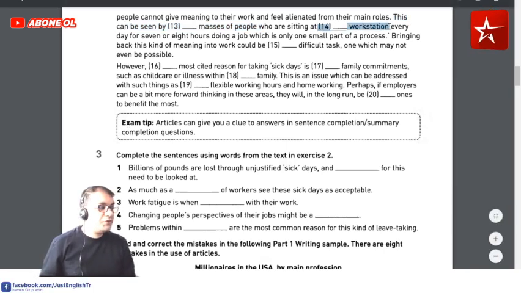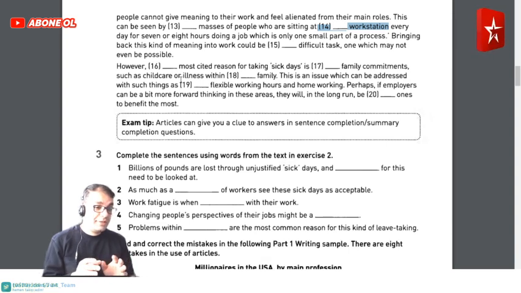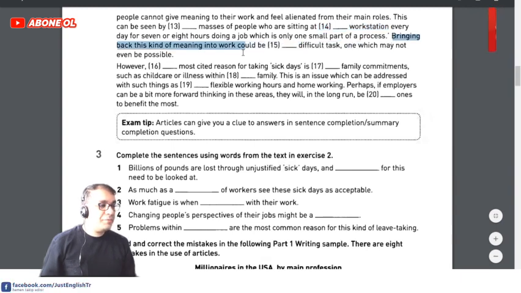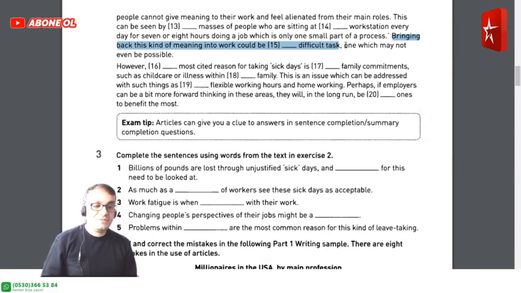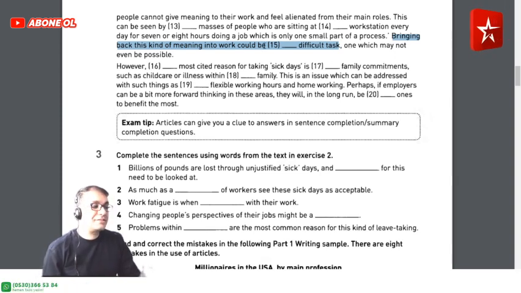And what about 14? What about 14? Remember, we identify something here. So, it's actually an article. A workstation. Thank you so much. That's wonderful. A workstation. Okay, what about 15? Bringing this kind of meaning into the work could be, I think it's easy, folks. It's easy. Come on. What do you think? A difficult task. Thank you so much. Nisanur, thank you so much. A difficult task. That's absolutely correct.